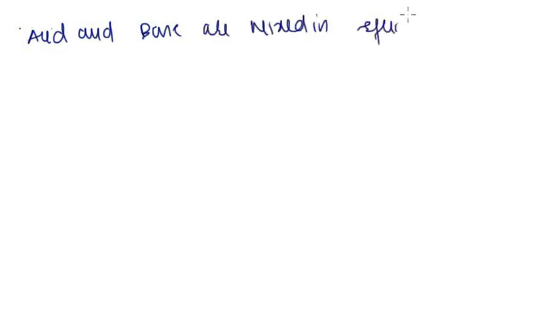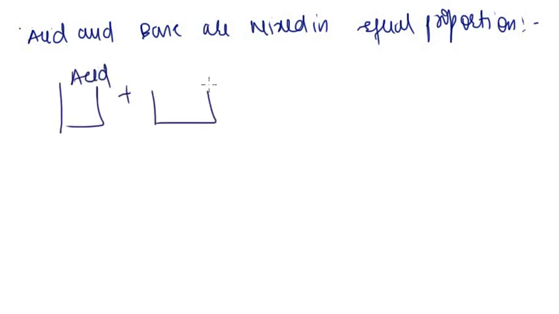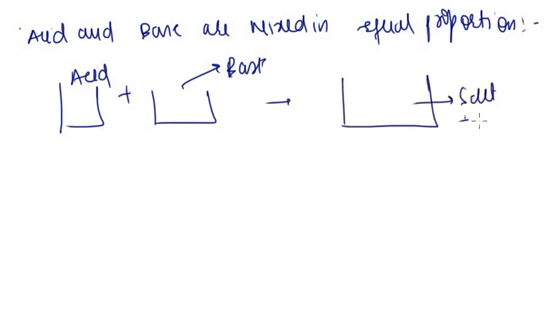So when acid and base are mixed in equal proportion, it means we have equal amounts of acid and base. Whenever we talk about amount, we are talking about the number of equivalents of acid and equivalents of base. So they both react with each other and totally form the salt plus water. That means no excess amount of acid is left, and no excess amount of base is left.